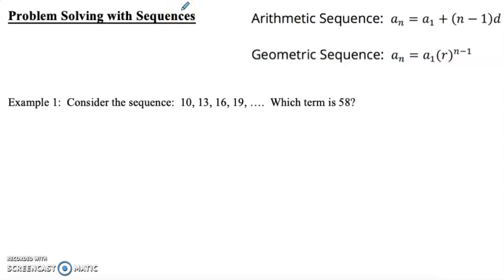All right, so welcome to a video on problem solving with sequences. So again, up here on the top right, we've got our two explicit formulas for arithmetic and geometric sequences. All right, so let's look at this first example.